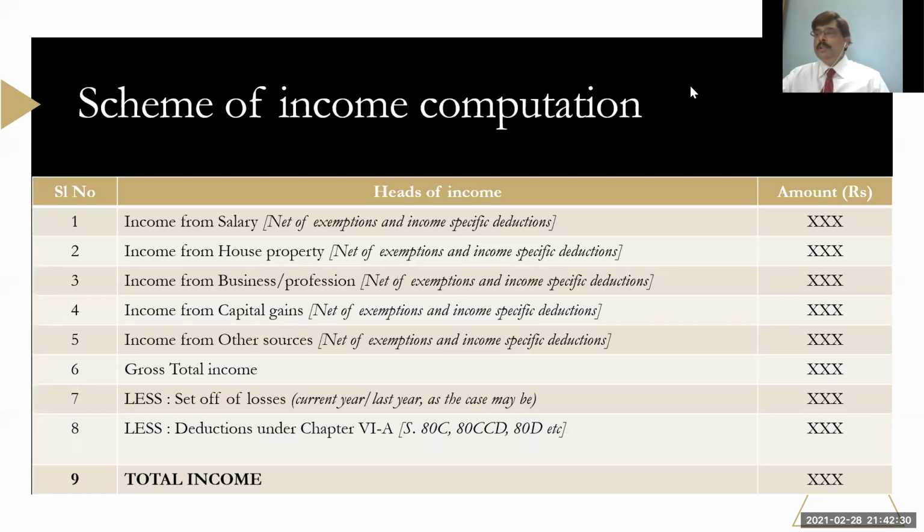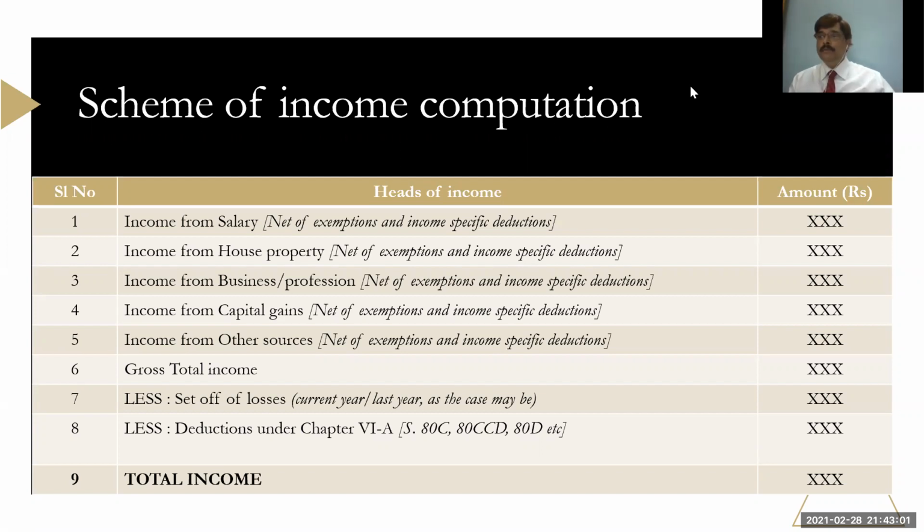This slide shows typically how you will calculate and aggregate your income. As explained previously, the incomes are classified into various heads of income, and by applying calculation principles such as exemptions and deductions, the net income from each head of income is aggregated. This is called gross total income.